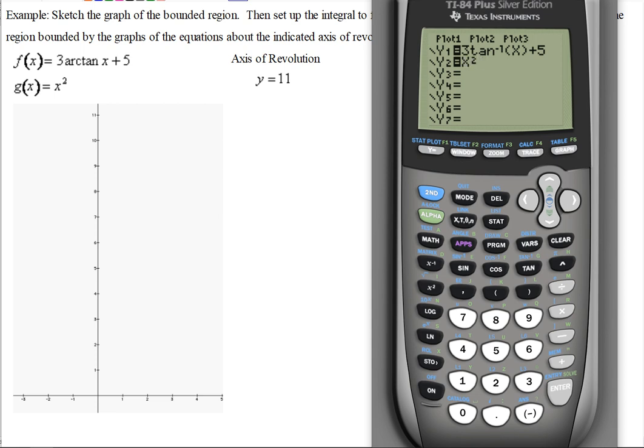And then let's change our window size. Let's go -3 to 5 on x min and max. And we'll go -1 to 11 on the y min and max, just to zoom in on our region. And then graph it. So there's the graph of the arctangent, and then there's the graph of our parabola x squared.